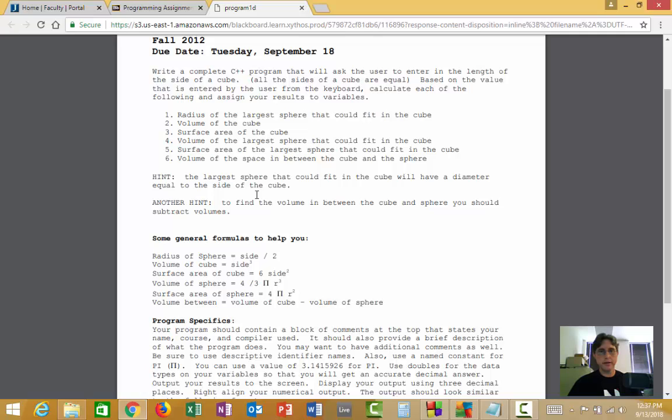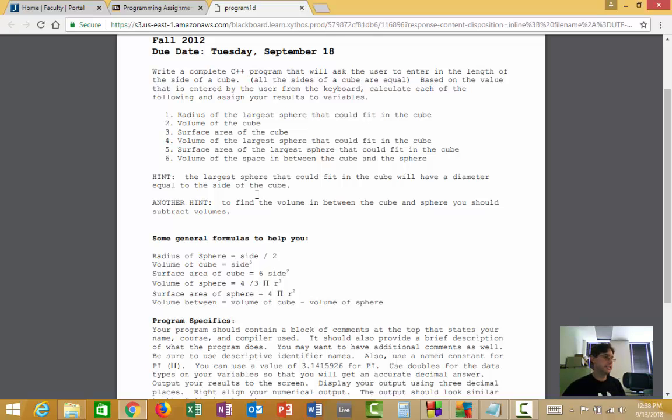Based on the value that's entered by the user from the keyboard, calculate each of the following and assign your results to variables. Okay, so you need to determine the radius of the largest sphere that would fit in the cube. Okay, so if you want to visualize this, you can visualize it like that. So suppose you had like a ball. You could picture it like this. So you got a box, right? A cube box, and you've got a ball or sphere that fits into that box perfectly.